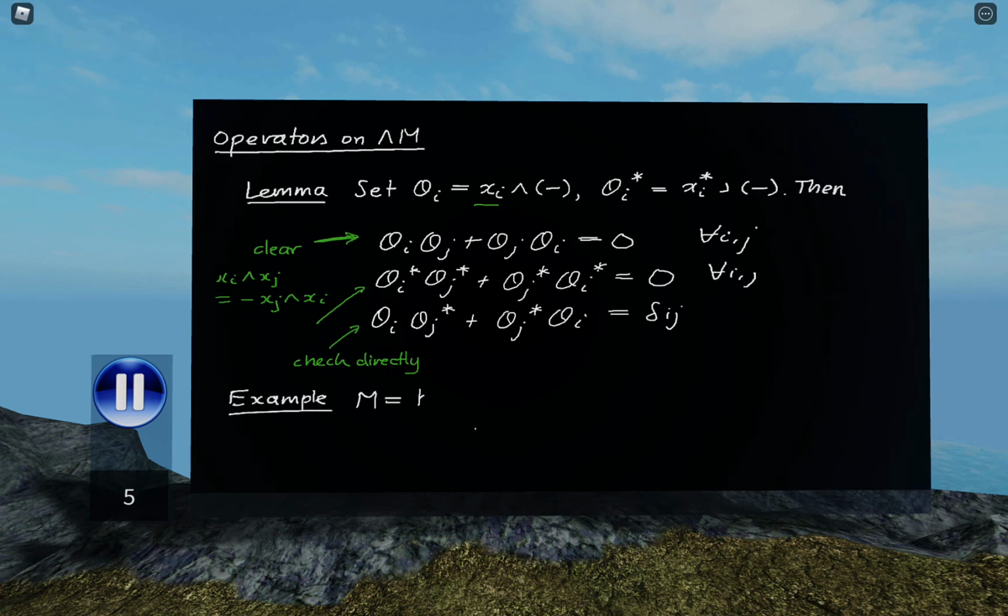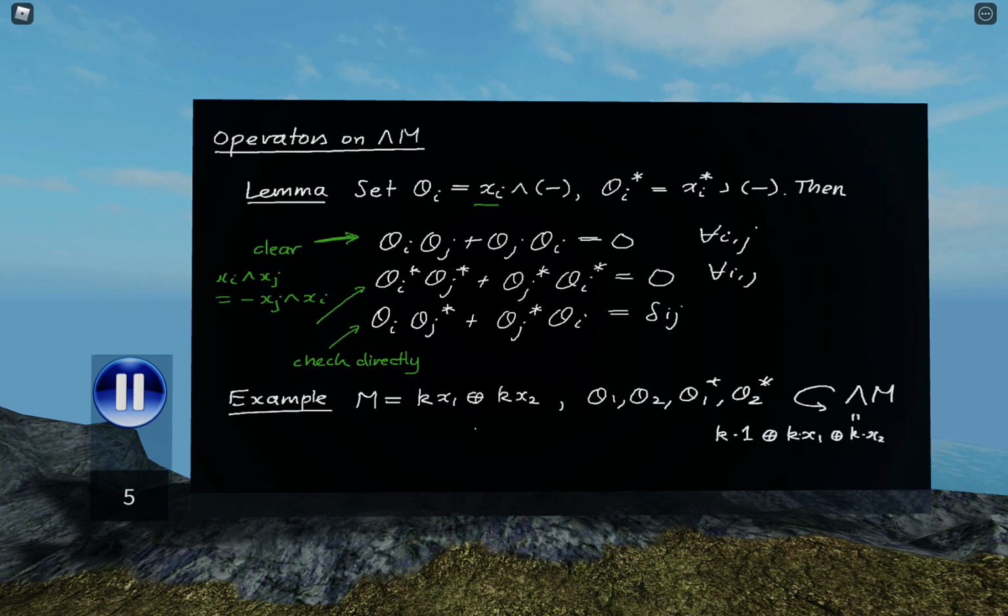So if I take M to be free of rank 2 on a basis x1, x2, then the above gives me operators theta 1, theta 2, theta 1 star, theta 2 star, acting on the exterior algebra of M. The exterior algebra of M, of course, has a basis which is given by 1, x1, x2, and x1 wedge x2. So it's a rank 4 free K-module on which I have these operators. And if I call this basis B, say, notice the matrix of theta 1 with respect to this basis, what does it look like? Well, here's 1, x1, x2, x1 wedge x2.